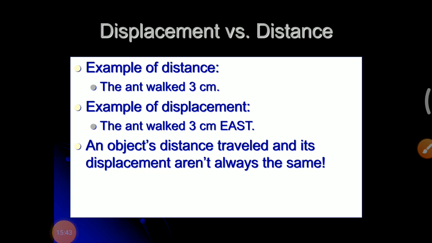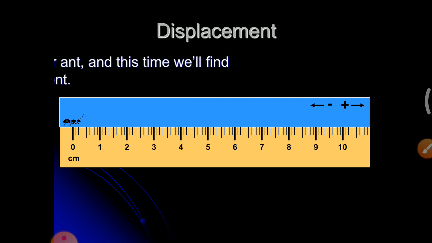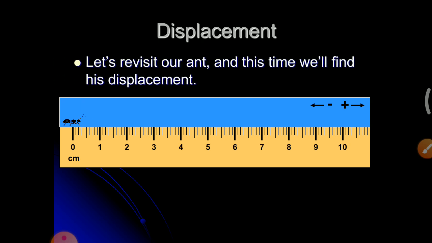An object's distance traveled and its displacement are not always the same. I will explain. Let's revisit our ant, and this time we will find its displacement. See, here the ant traveled from 0 to 3. So the distance is equal to 3 centimeters. What is the displacement?